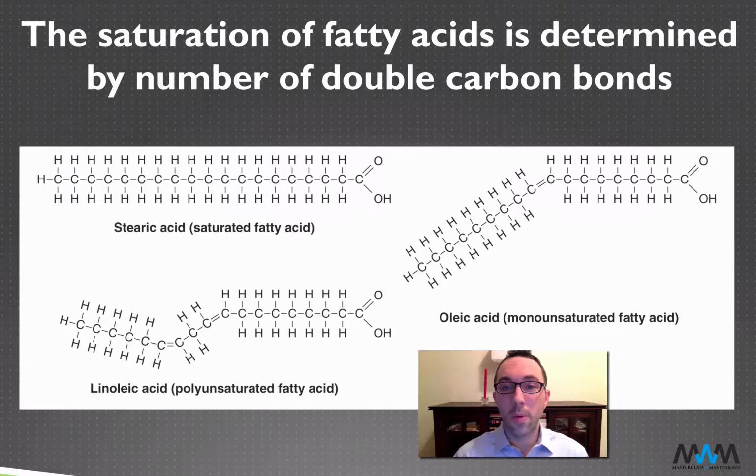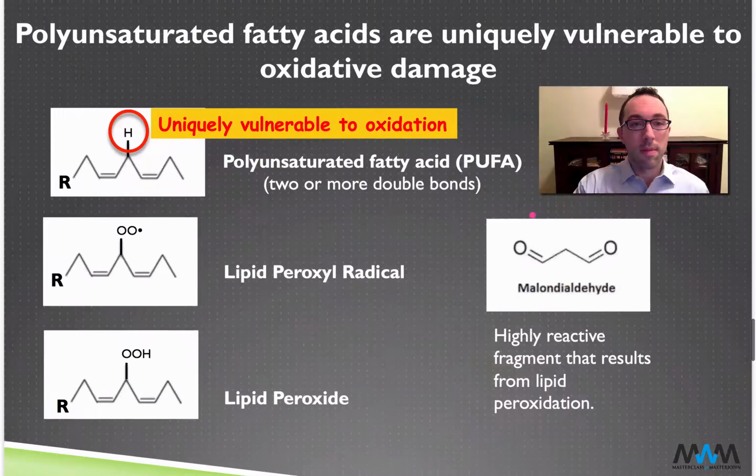And we call them saturated or unsaturated because if you have a double bond, you're missing two hydrogens. And so saturated means they're saturated with hydrogen. Unsaturated means they have a few less hydrogens than they could. But for our purposes, what we care about is the double bond.